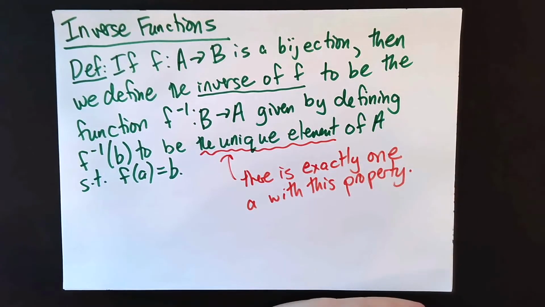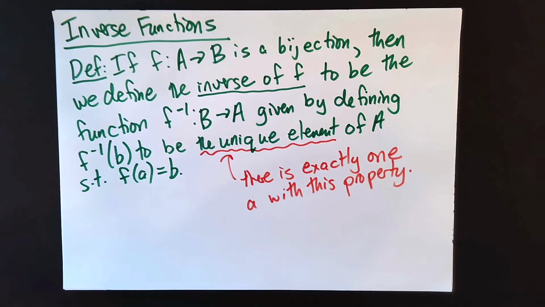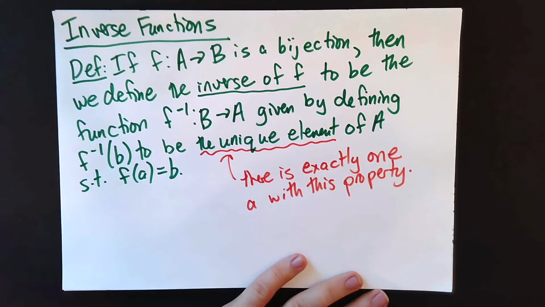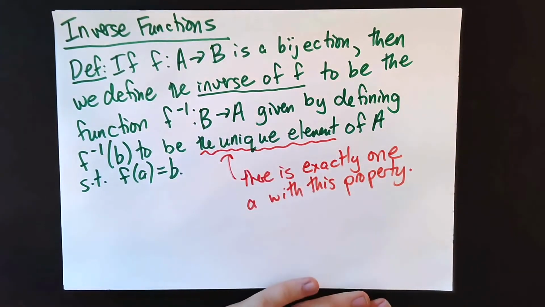Another possibility is that there's more than one element with this property. And why is that bad? That's slightly more subtle, but the problem with that is if there's more than one element with this property, then I have to choose which of them I'm going to define to be f inverse of b. And what that means is that my function f inverse might be different from your function f inverse, because we might make different choices.